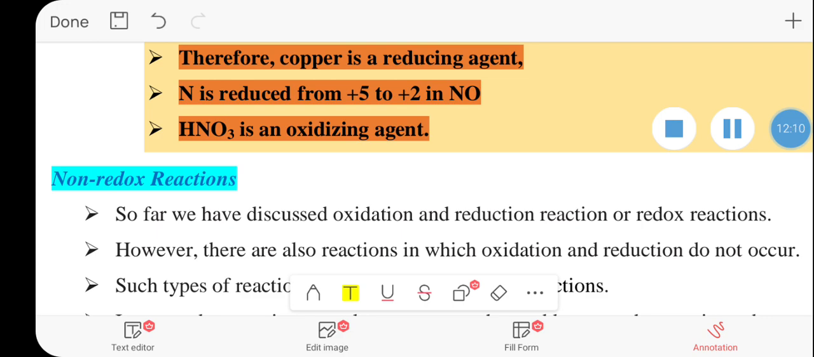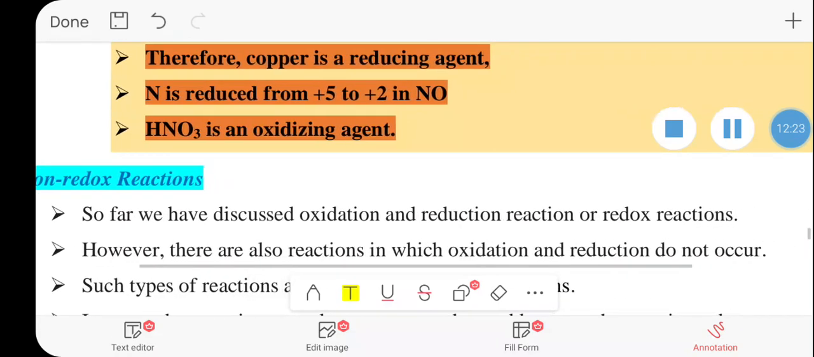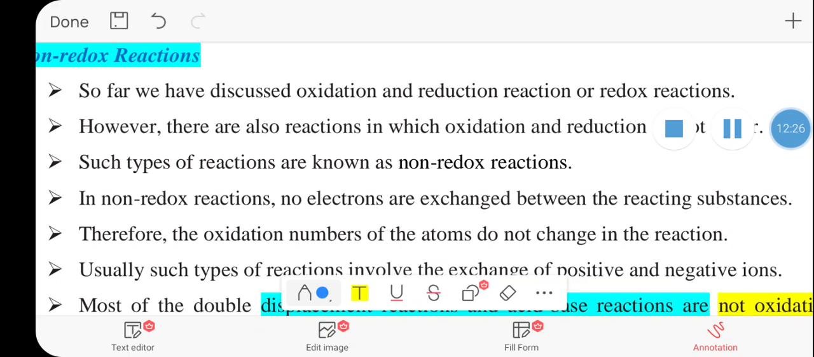Now let us see non-redox reactions. So far we have discussed oxidation and reduction reactions, or redox reactions. However, there are also reactions in which oxidation and reduction do not occur. Such types of reactions are known as non-redox reactions. In non-redox reactions, no electrons are exchanged between the reacting substances. Therefore, the oxidation number of the atoms does not change in the reaction.